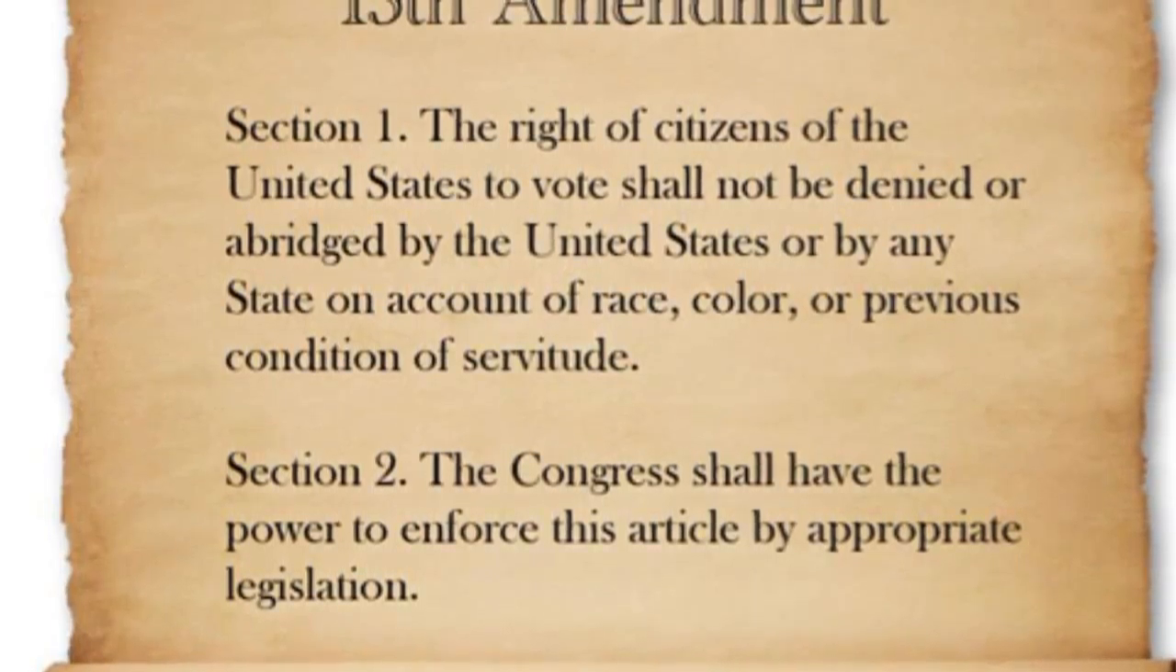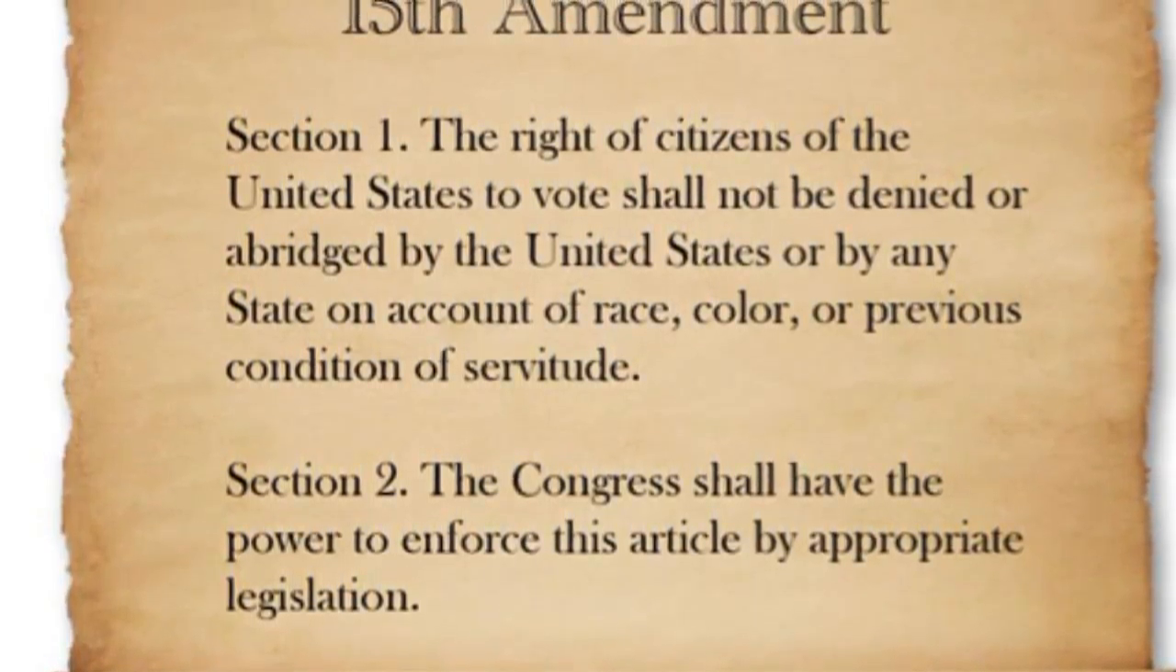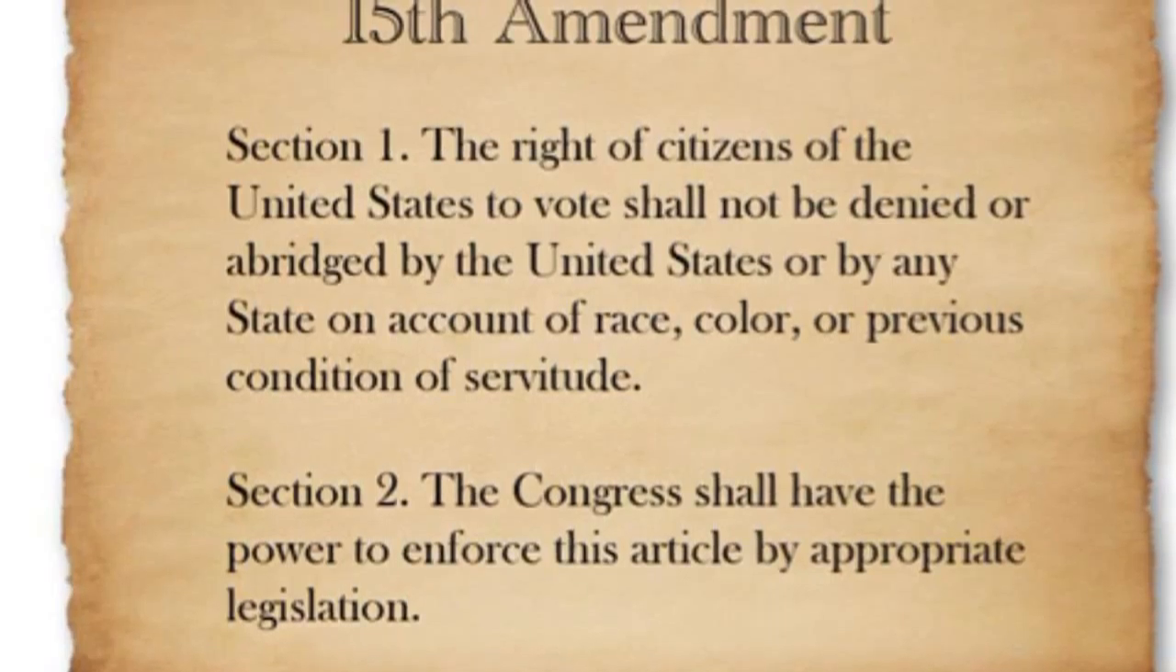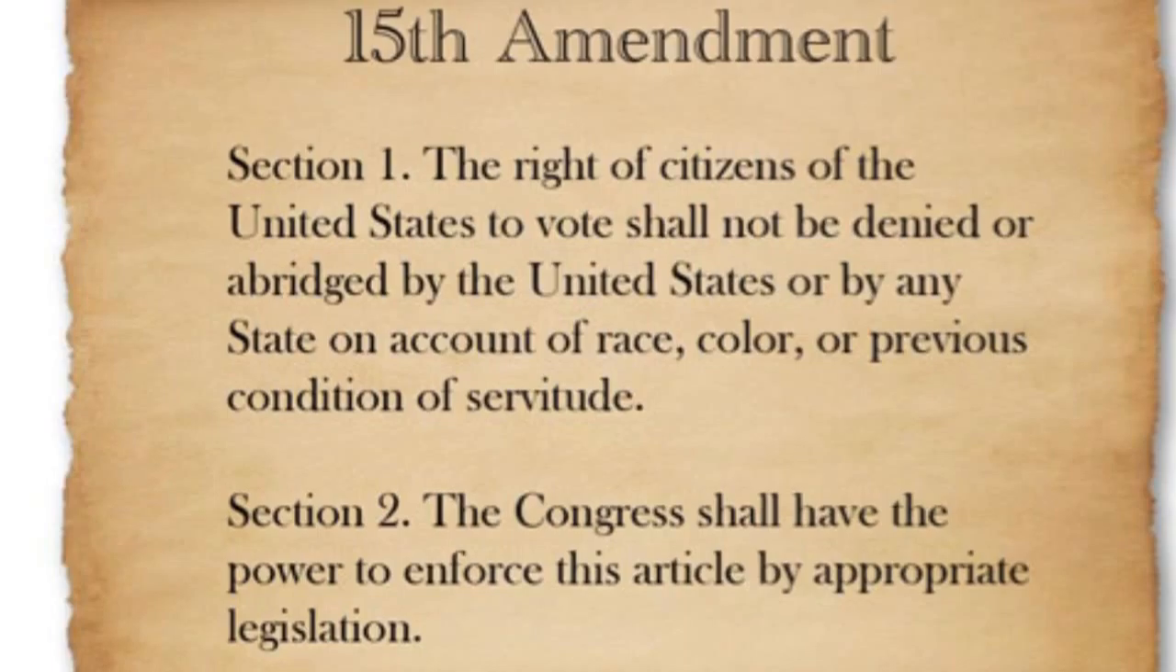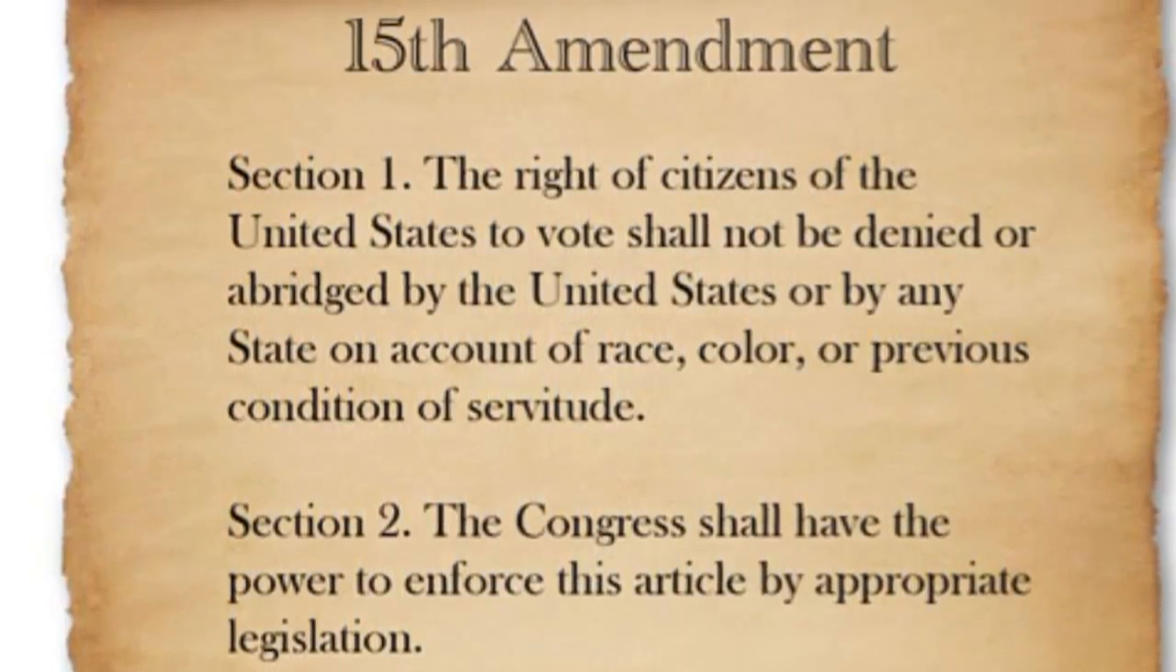This is a picture of the 15th Amendment. It says the right of citizens of the United States to vote shall not be denied or abridged by the United States or by any state on account of race, color, or previous condition of servitude.